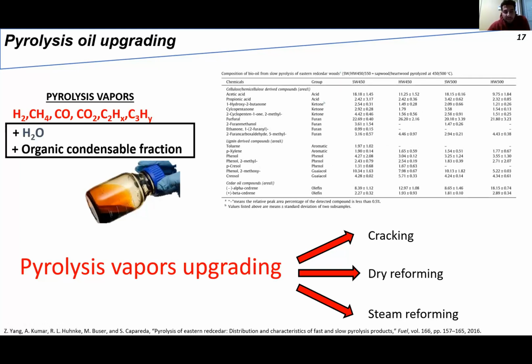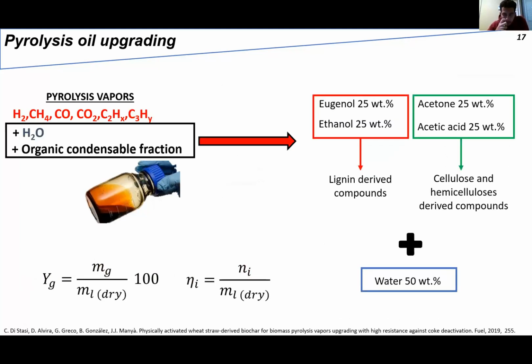I would like to say that the condensable fraction of the bio-oil is a mixture of more than 100 compounds, so the study is very hard. So for our work, we chose a mixture of model compounds, which are eugenol and ethanol as compounds derived from the lignin decomposition, and acetone and acetic acid from the decomposition of cellulose and hemicellulose. And we have added like 50% in weight of water.